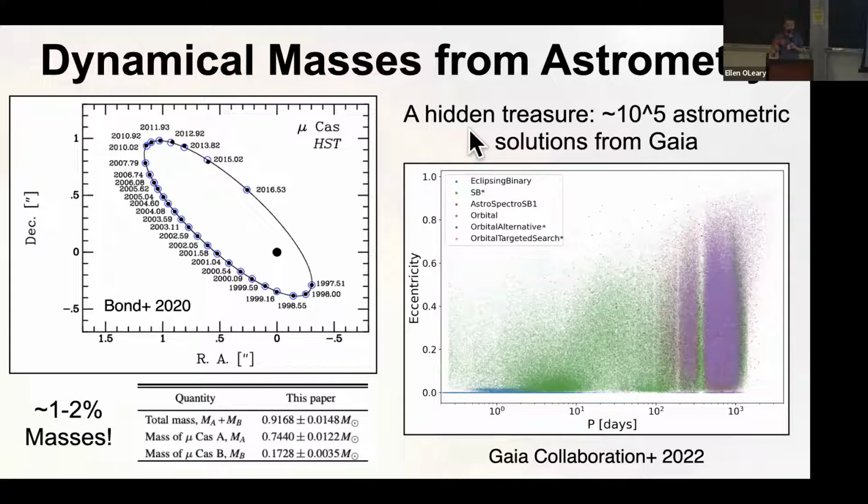Of course, there are many other binaries that Gaia is actually sensitive to, including spectroscopic binaries and eclipsing binaries. This is a plot showing the eccentricity versus orbital period for all the binaries that are part of Gaia DR3. The astrometric ones are shown here in purple. So this will be a treasure trove of data sets to determine masses of stars. Of course, in many cases you need supplementary information to actually get at the individual masses, but it will be a huge leap forward for actually fundamentally measuring masses of stars.